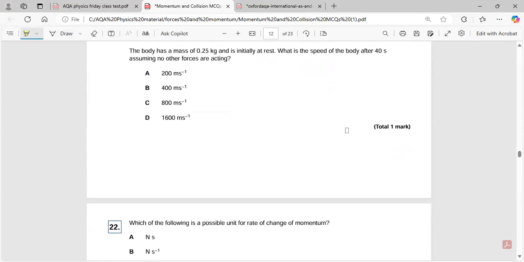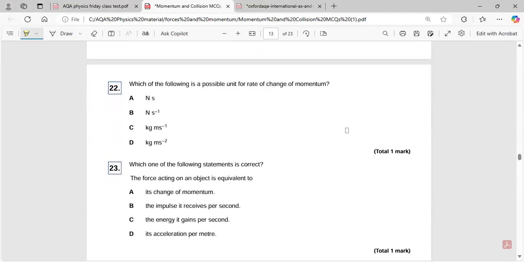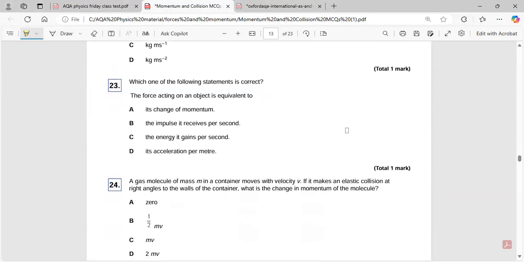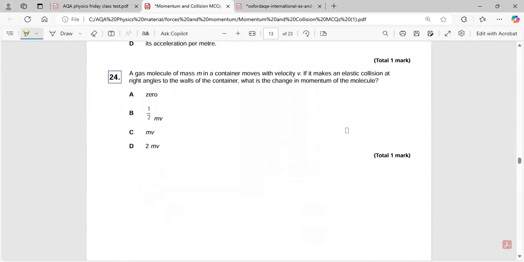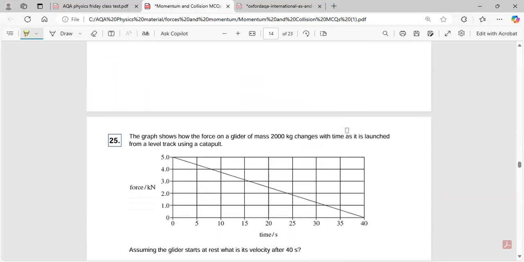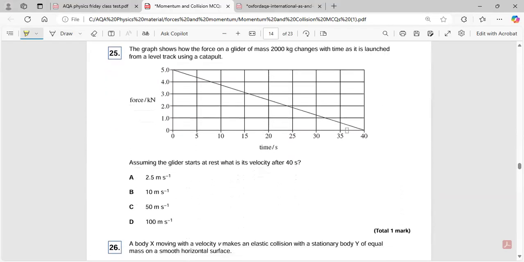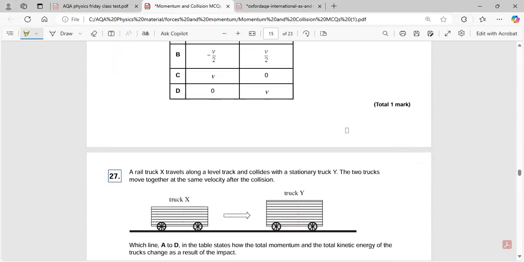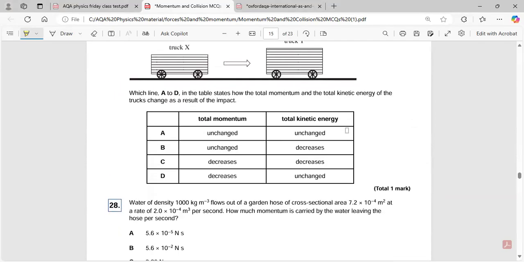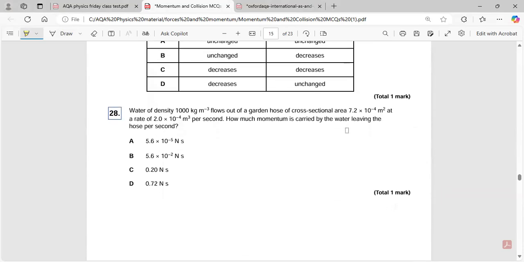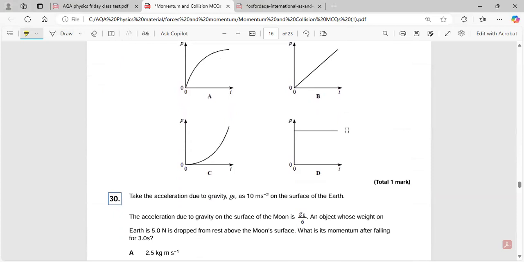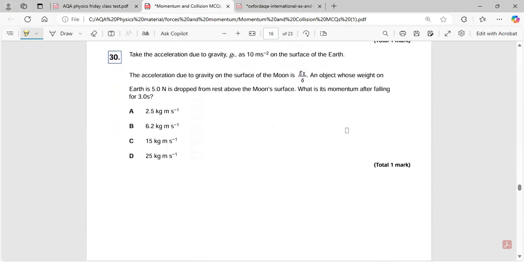I will be providing the answers for these in the description. In case you come up with anything you want to discuss, or you are not sure how it is solved, you can approach me in the comment section and I would love to help you out, because all of these questions are pretty much similar to the ones that we have already done.